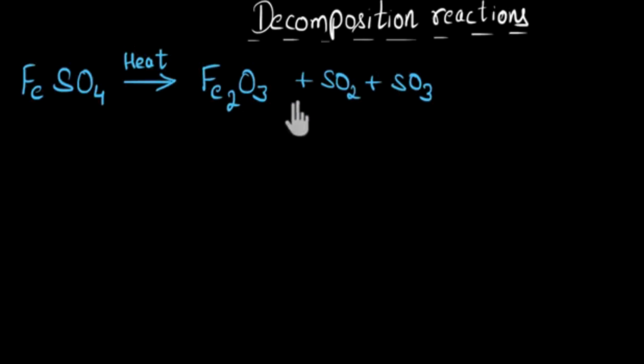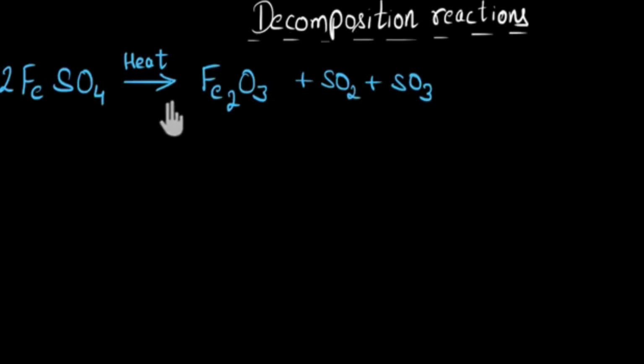Okay, let me just quickly balance this. Over here I have 2 iron. So let me just put 2 iron over here. So now I get oxygen is 8 on both sides. Sulfur is 2, sulfur is 2. Yes, so this is the balanced reaction of the decomposition of iron sulfate.